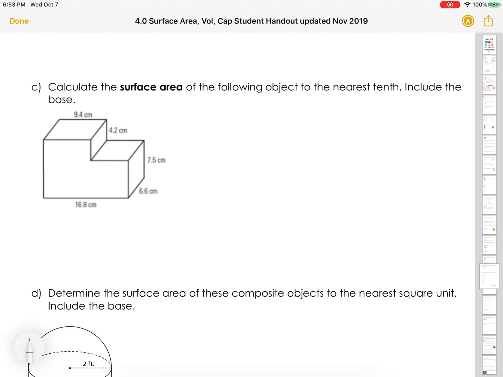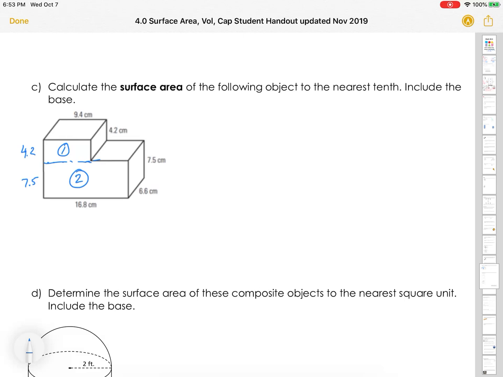So here we have a step-like object, and we have to think about all the pieces that we have. So we can cut this piece in half so that we get 2 rectangles, and that means that this is 4.2, right? And that means that this bottom part here is 7.5, okay? And I think that gives us all our measurements that we need, but we have to account for our pieces.